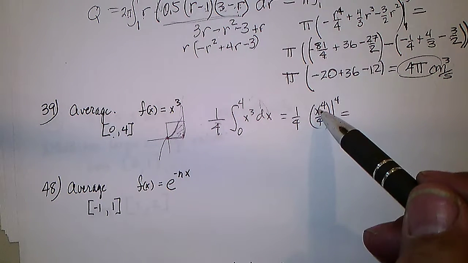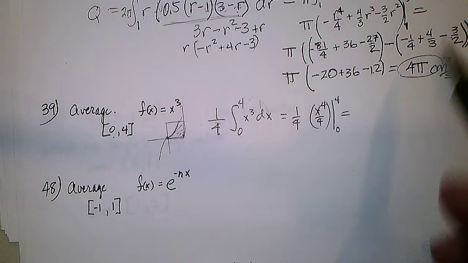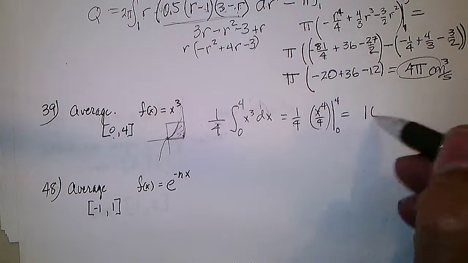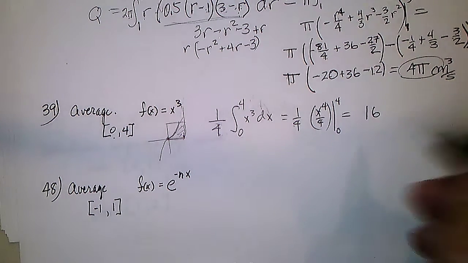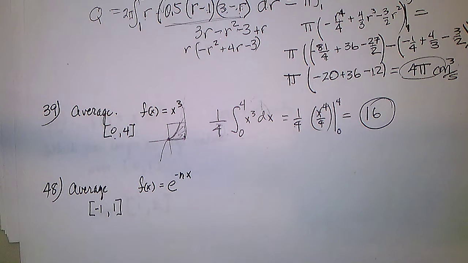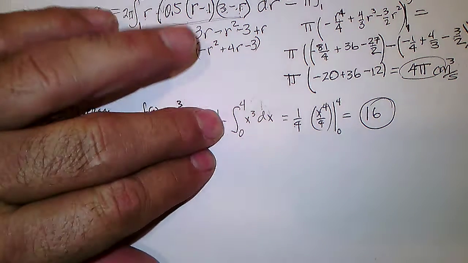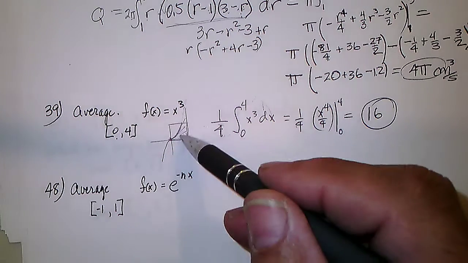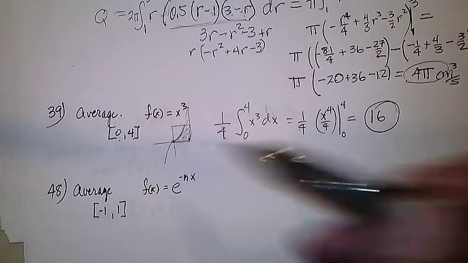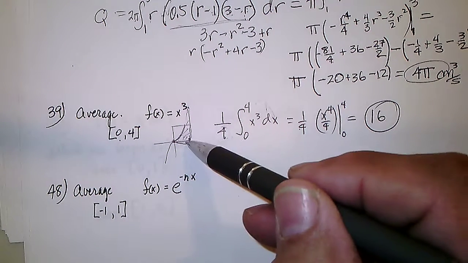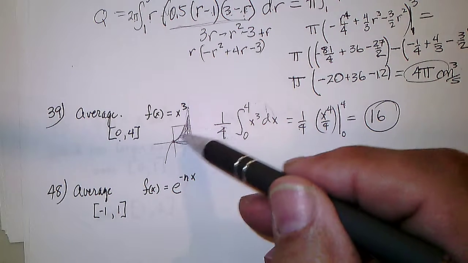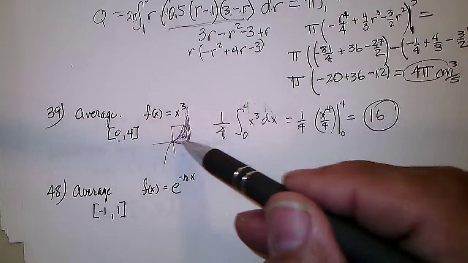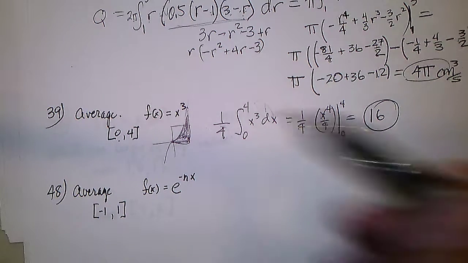So if I put 4 in there, I get 4 to the fourth divided by 4, so that's just 4 times 4, which is 16. Put in 0, I get nothing. Average height is 16. Okay? Because the area is 4 times that, 64, under this curve. It gets to a height of 64, but it's 4 wide, but the area turns out to be 64 too. And so you divide it by 4, and you get an average height of 16.